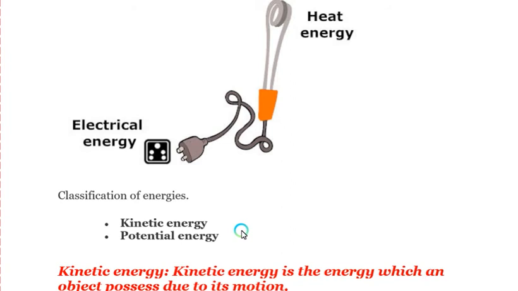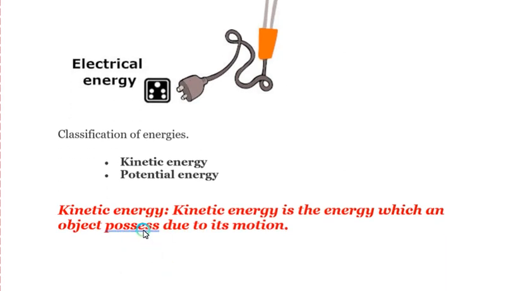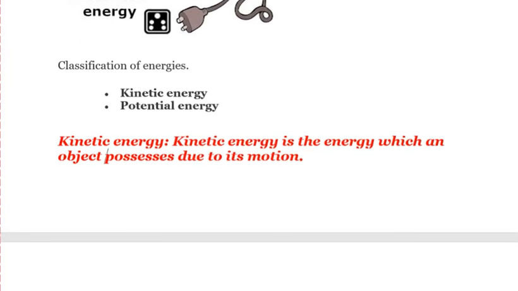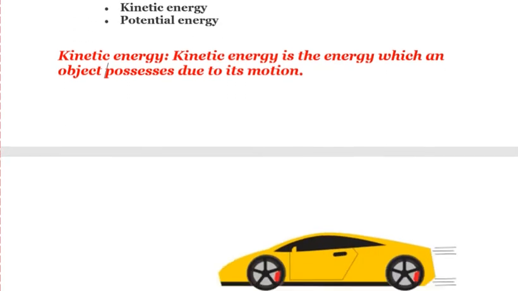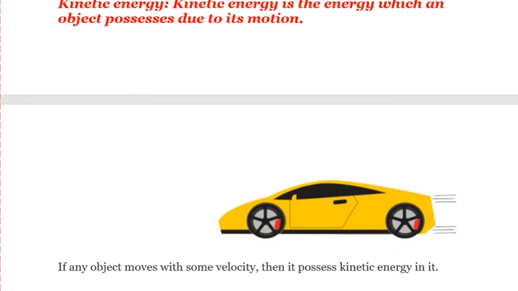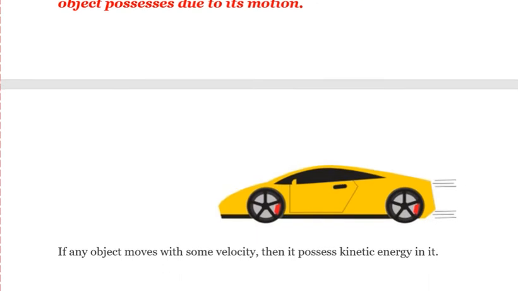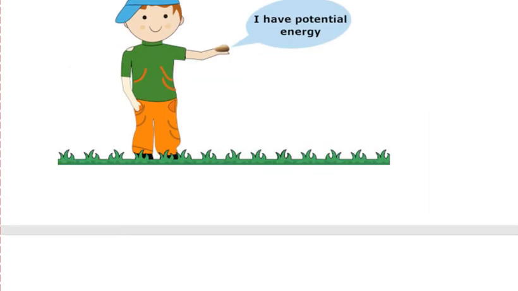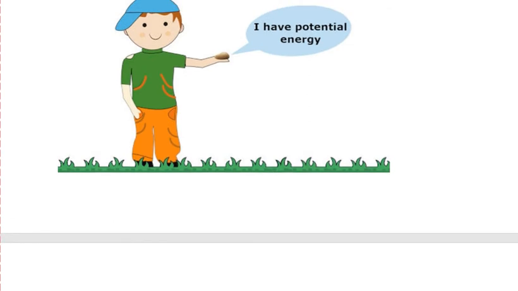This one, you probably already discussed in physics, and you somewhat understand it. But when we talk about kinetic energy, it is the energy which an object possesses due to its motion. If any object moves with a same velocity, then it possesses kinetic energy. So, if there is movement or motion, there is kinetic energy. Okay, so we have here.